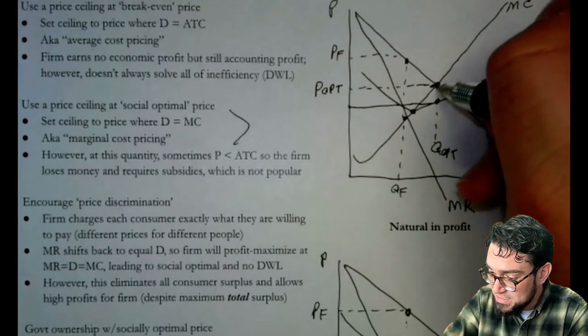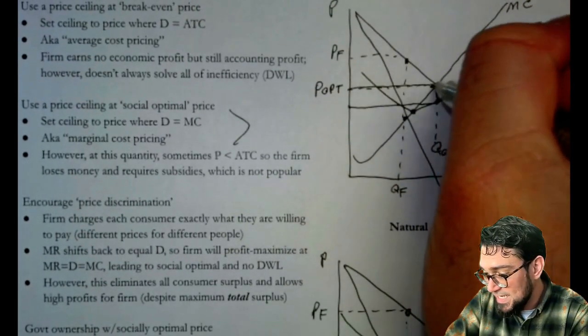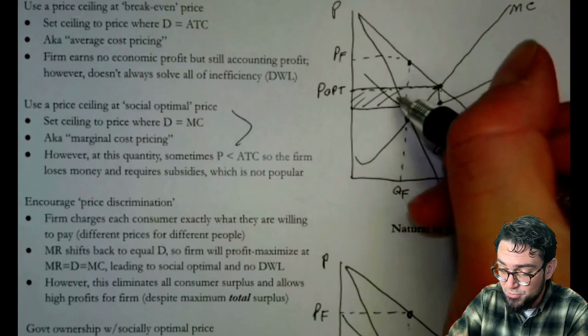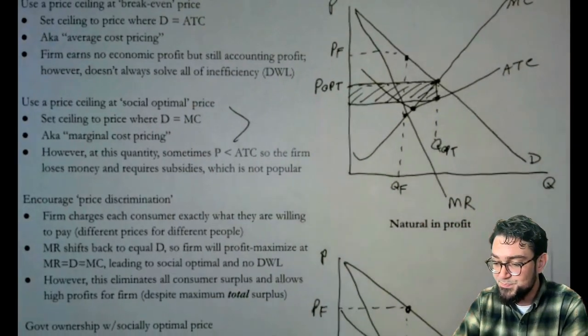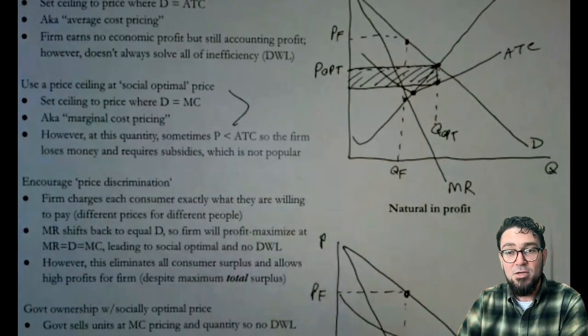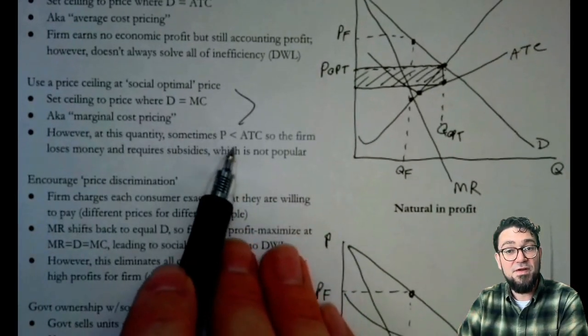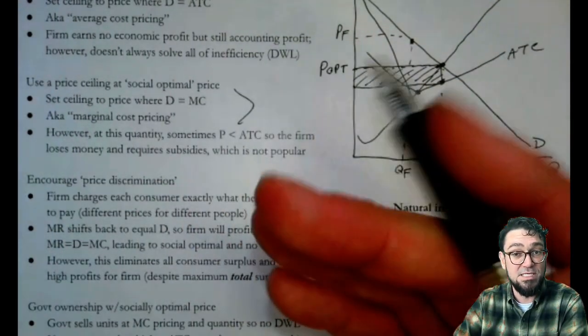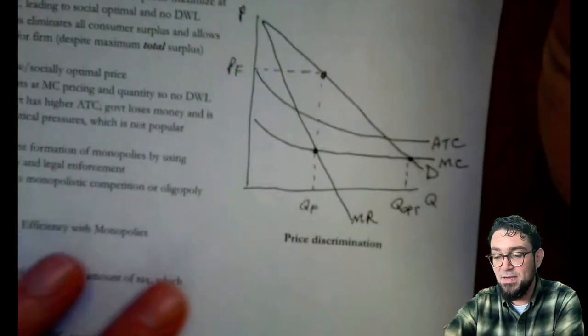It's a little bit tricky to see it, but it goes down from that P opt down to the ATC. So this firm still would actually be earning economic profit. Now, if we were to do that with the natural monopoly, we're going to find that the price is actually going to be less than the ATC. And so the firm would require a lump sum subsidy in order to operate. And I'll talk about that more in just a moment.